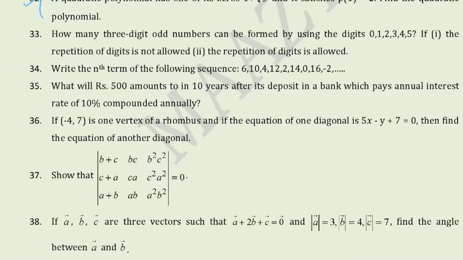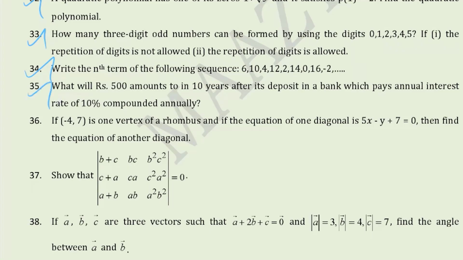Next, how many 3-digit odd numbers can be formed by using the digits 0, 1, 2, 3, 4 and 5, if in the first subdivision the repetition of digits is not allowed and in the second subdivision the repetition of digits is allowed. Then question number 34: which term is asked for the following sequence, and the sequence is 6, 10, 4, 12, 2, 14, 0, 16, -2 etc.